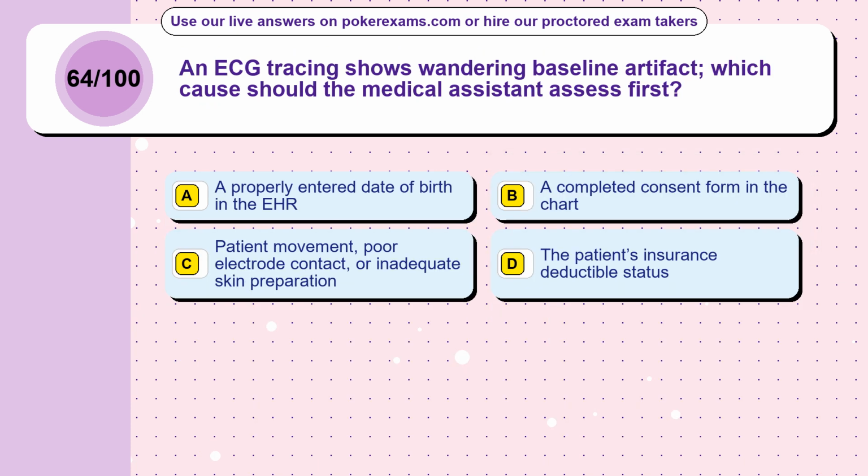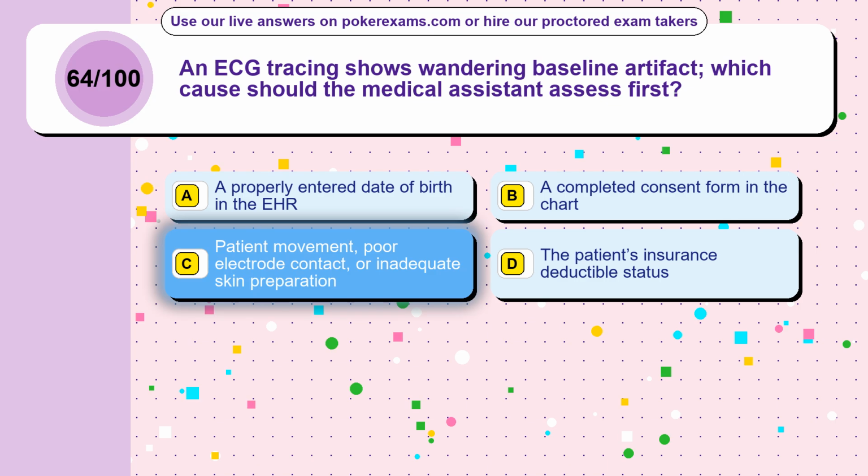Question 64. An ECG tracing shows wandering baseline artifact. Which cause should the medical assistant assess first? Option A. A properly entered date of birth in the chart. Option B. A completed consent form in the chart. Option C. Patient movement, poor electrode contact, or inadequate skin preparation. Option D. The patient's insurance deductible status. The correct answer is option C.